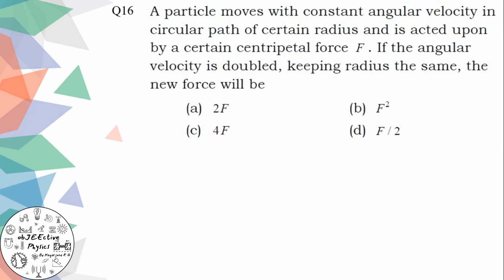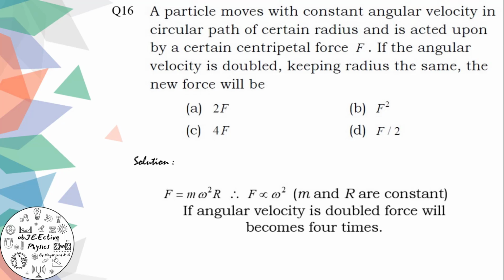Question number 16. A particle moves with constant angular velocity in a circular path of certain radius and is acted upon by a certain centripetal force capital F. If the angular velocity is doubled, keeping the radius the same, the new force will be: Solution: F is equal to m omega square r, or F is directly proportional to omega square. If angular velocity is doubled, force becomes 4 times.